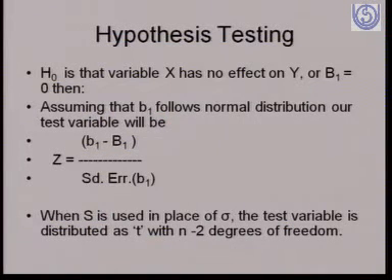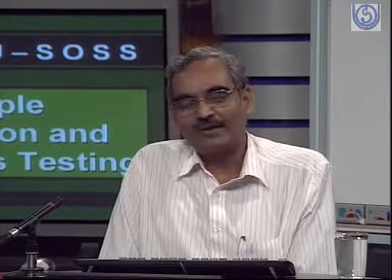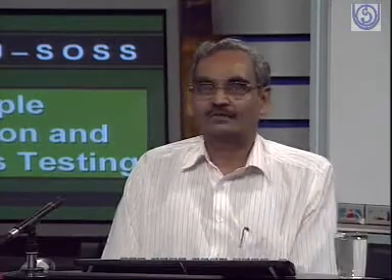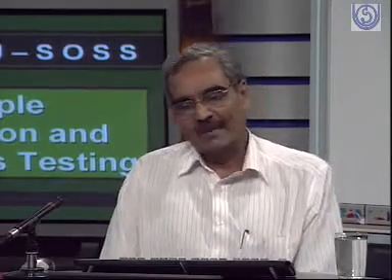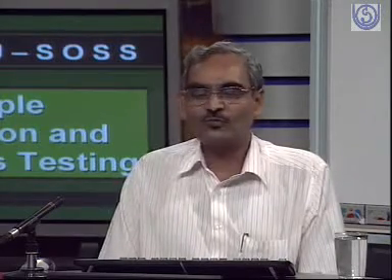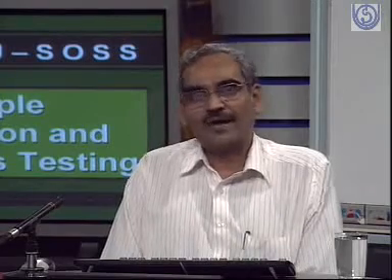You are familiar with the t table, Student's t distribution table. Usually we make use of 5% level of significance. That means we are prepared to tolerate an error in 5% of the cases. In 95% of cases, we would like B1 to be as close as possible to capital B1. That means we want our sample slope parameter to be as close to the population slope as possible in at least 95% of the cases, right?